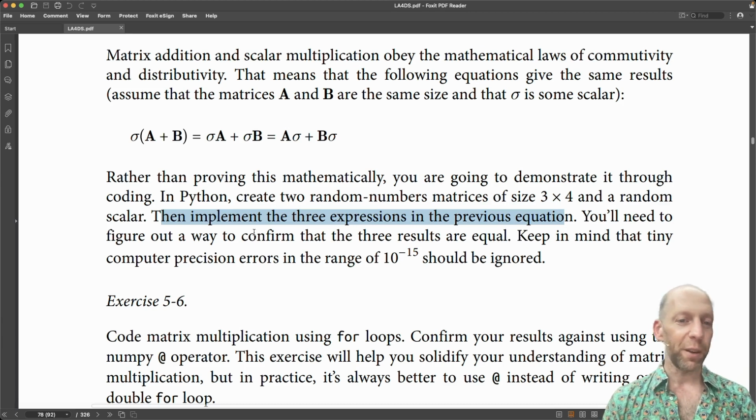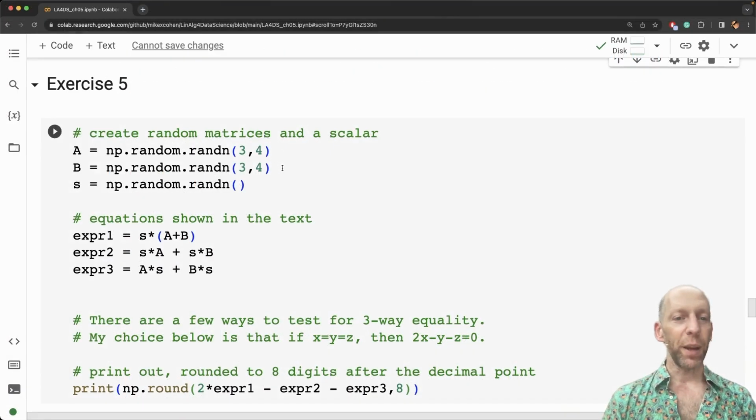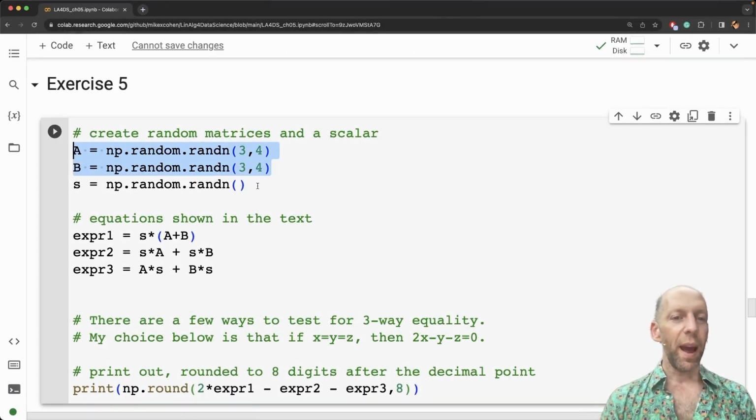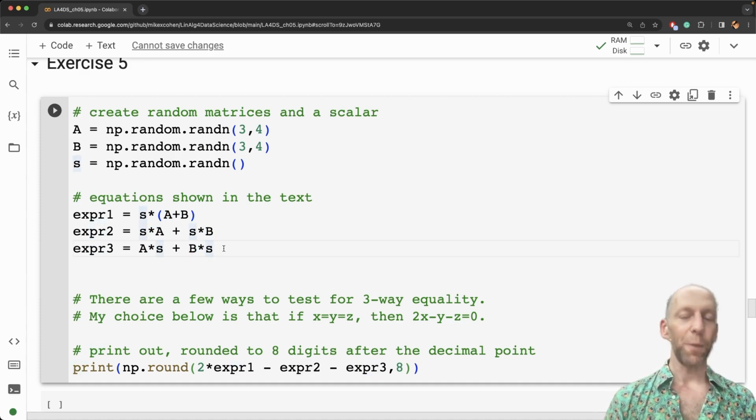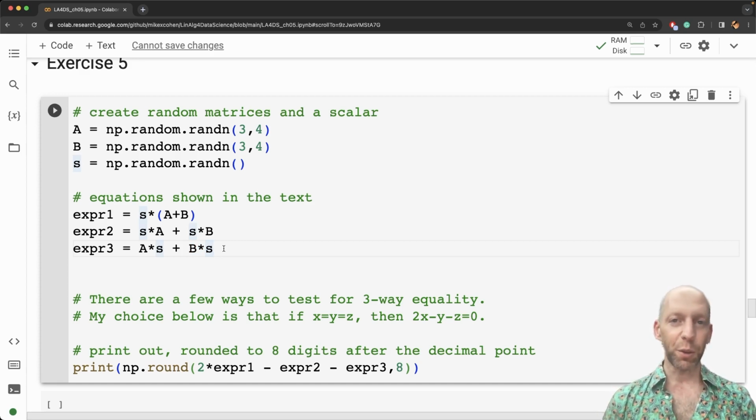And we need to figure out a way to confirm that these equalities really hold. So here I have my two random numbers matrices, and I have a random scalar, which I'm calling S for sigma. Okay, so then we have the three expressions. So this is sigma times the sum in parentheses, A plus B. And then we have sigma times A plus sigma times B. And then here, expression 3 is A times sigma and then B times sigma. So if the commutativity and distributive properties hold for matrix addition and scalar multiplication, then all three of these expressions should be exactly equal to each other.